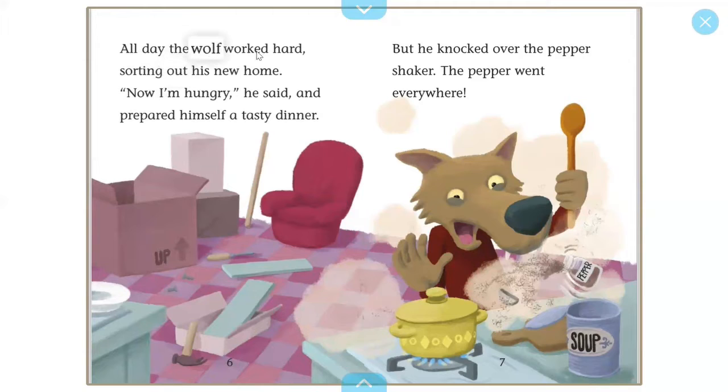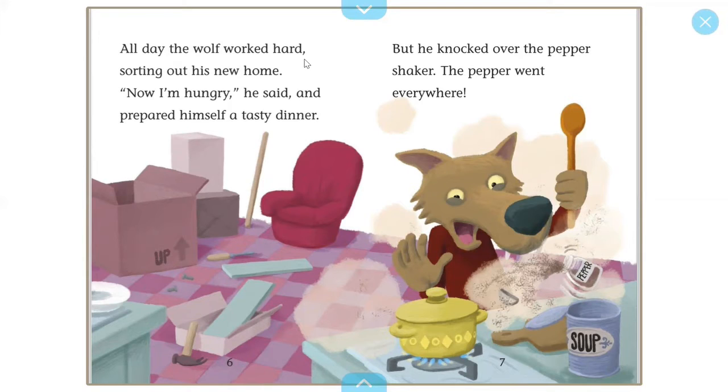All day, the wolf worked hard, sorting out his new home. "Now I'm hungry," he said, and prepared himself a tasty dinner. But he knocked over the pepper shaker. The pepper went everywhere. So what did the wolf say?